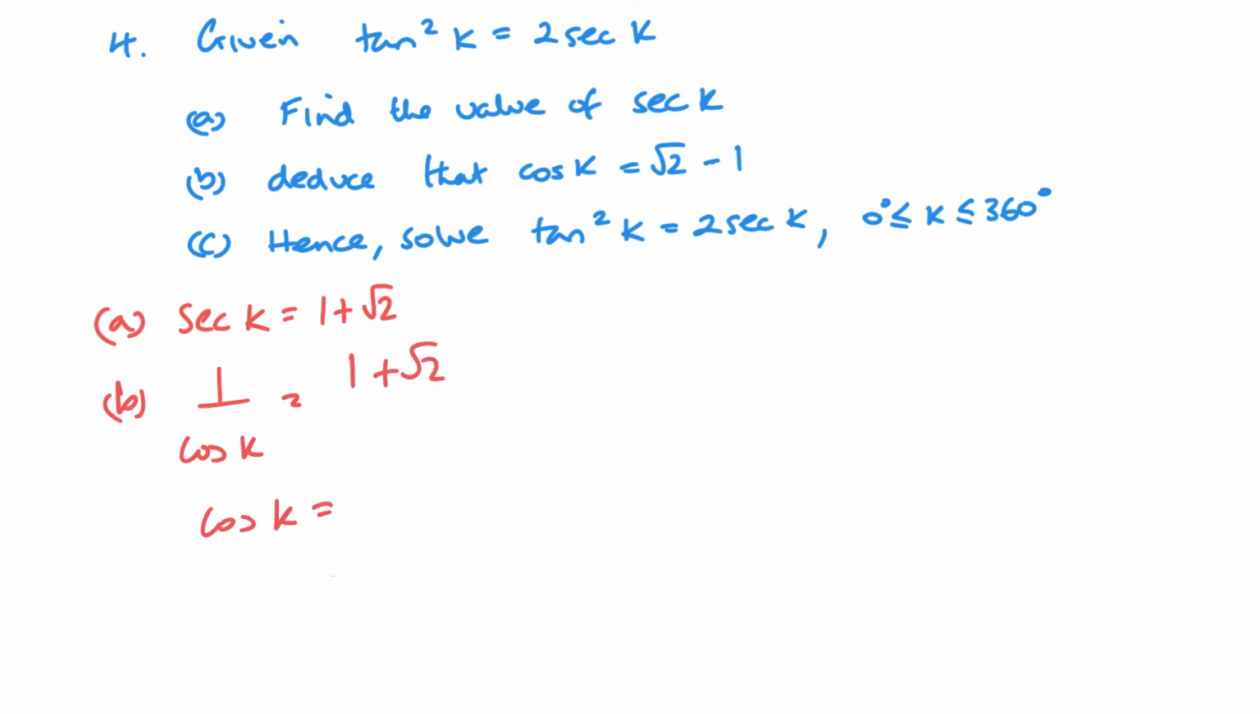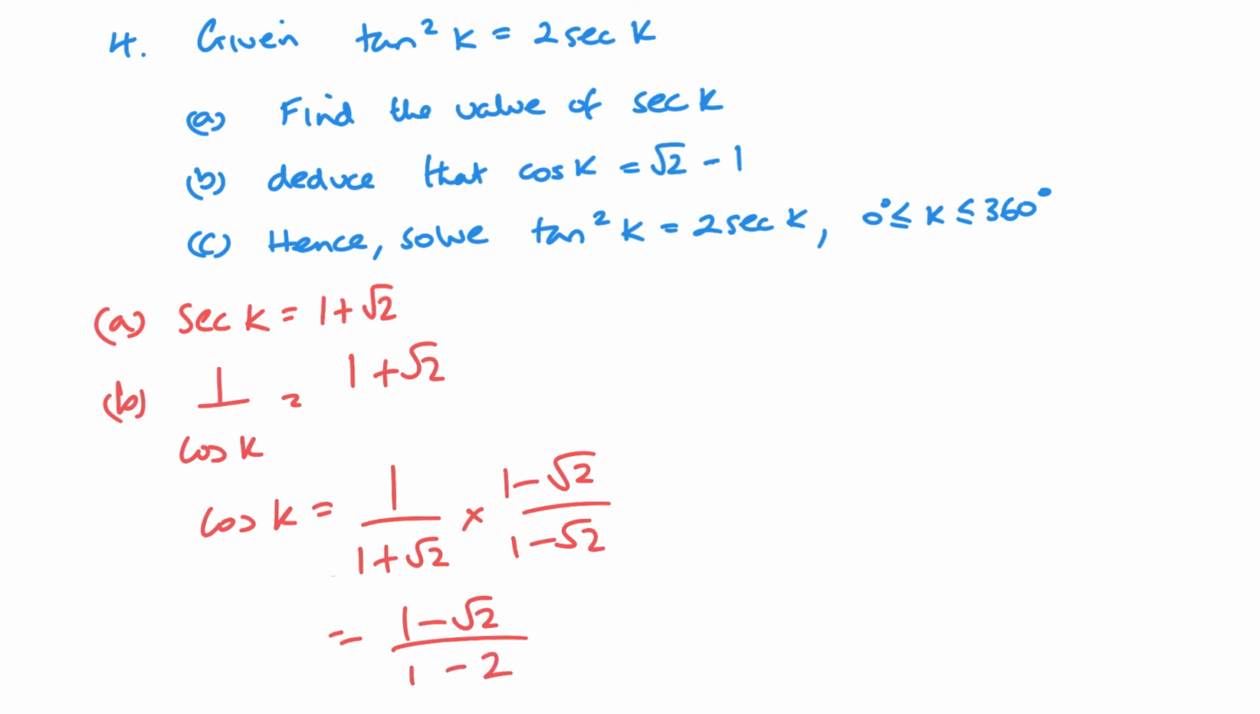Cos k will equal 1 over 1 plus root 2. And then we need to rationalize the bottom of this, so multiplying by 1 minus root 2. So we do 1 minus root 2 on the top, 1 minus 2 on the bottom. So that means that cos k equals 1 minus root 2 over negative 1. Therefore, it will be positive root 2, negative 1. And there we have shown or deduced that cos k equals root 2 minus 1.